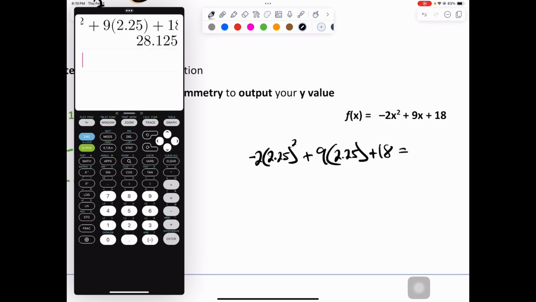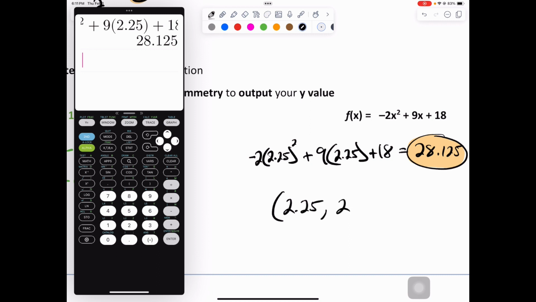What do we get? 28.125. And that is the y value of your vertex. All right, so if you were to write this as an entire vertex, just know that you would write it as 2.25. Let's just go ahead and write it.